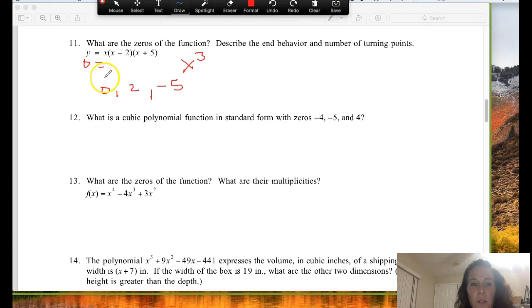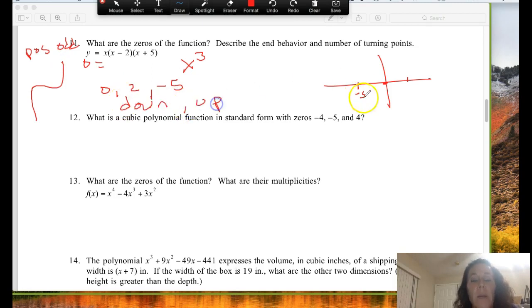So what are the zeros of the function? 0, 2, and negative 5. So on my graph, I would hit at negative 5, at 0 and 2. Let's see my end behaviors. Because I know my first term is positive and I am odd, if I'm odd positive, I start down and I end up. So my graph might be something like this.